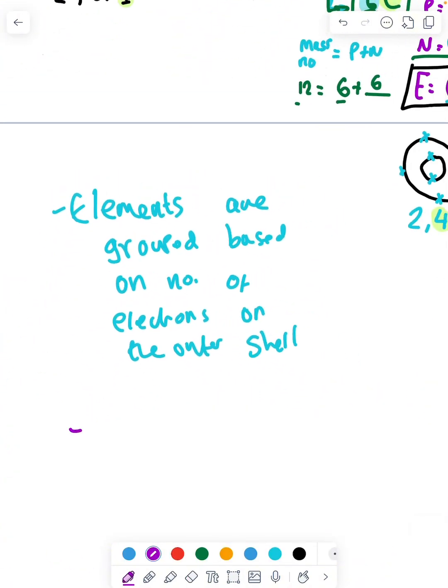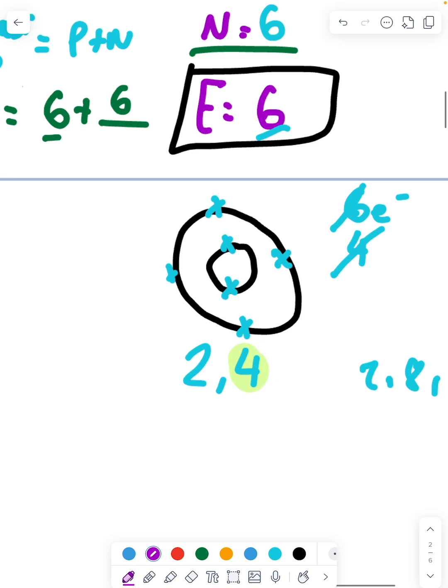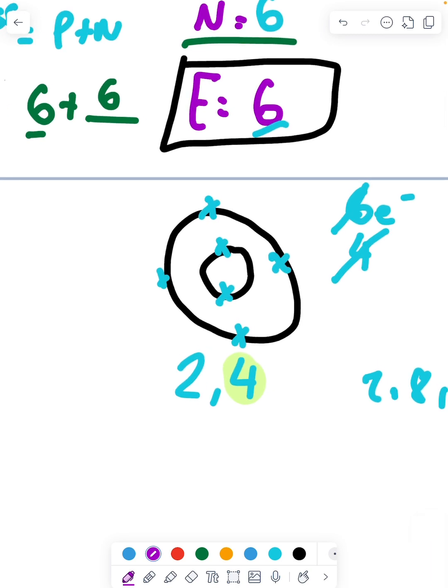Now, the periods. Remember, groups go down. The period that an element's in depends on the actual number of shells. So how many shells do you actually have? So here, we've got 2 shells. 1, 2, just 2 circles here.